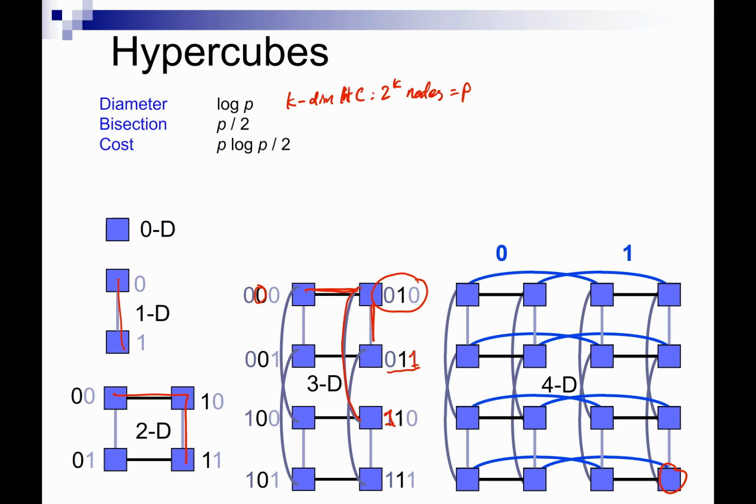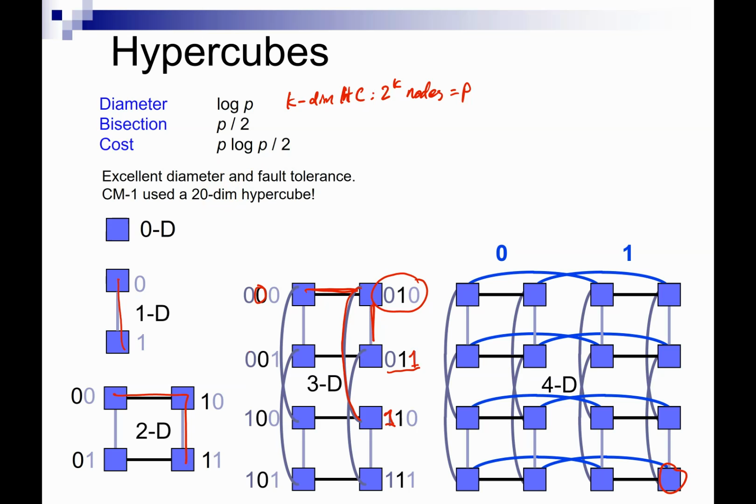Since in a k-dimensional hypercube we have k digits, and we have 2 to the k nodes, then the total cost is going to be k times 2 to the k. And so this 2 to the k over here is p, and this k over here is log p. So basically the cost is this divided by 2. Sorry, let me erase this over here.